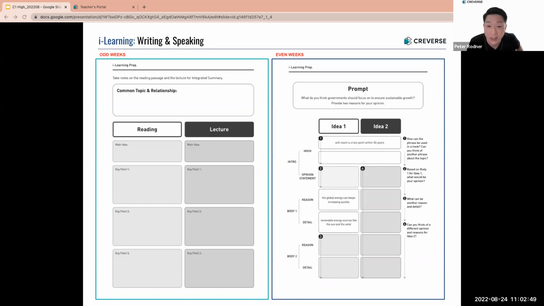So whenever we're practicing the essays and we're practicing the speakings, if you don't know, that is also going to be their homework for that week. They're going to have to go home and write an integrated essay, or they're going to have to go home and give a persuasive opinion response, okay? So in their workbooks, they actually have it. So here, okay, iLearning, writing and speaking on even and odd weeks, okay?